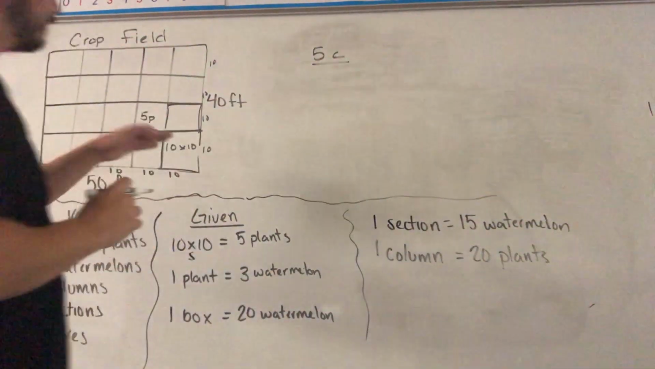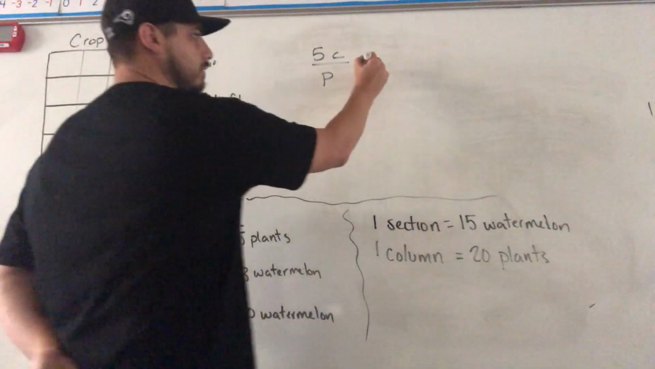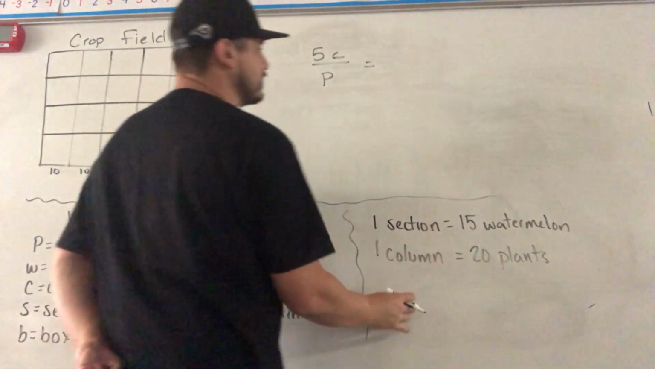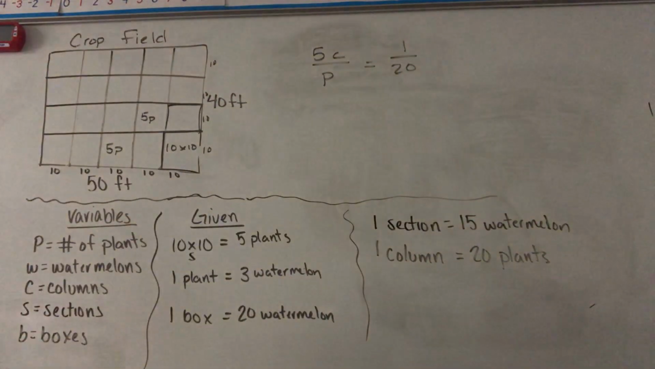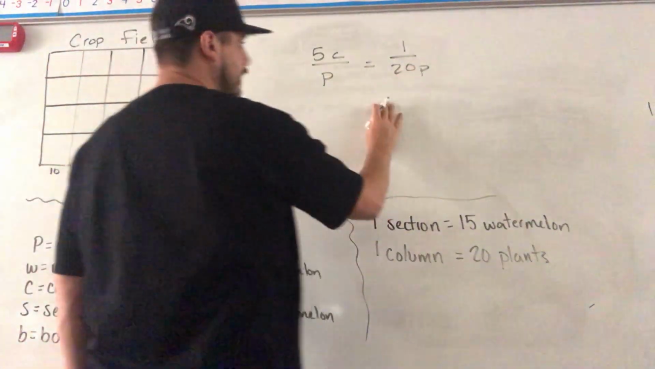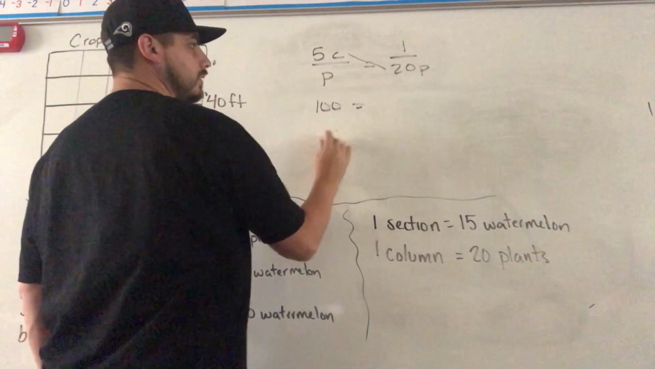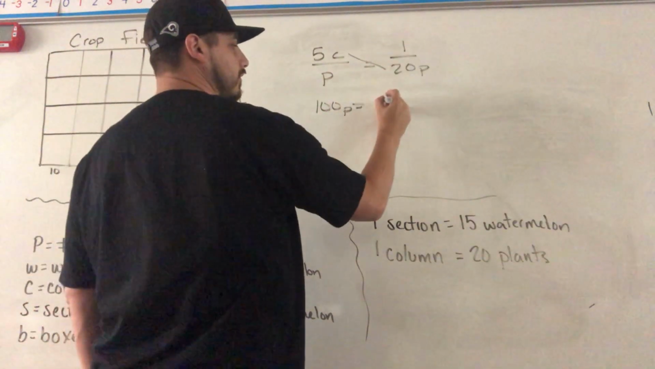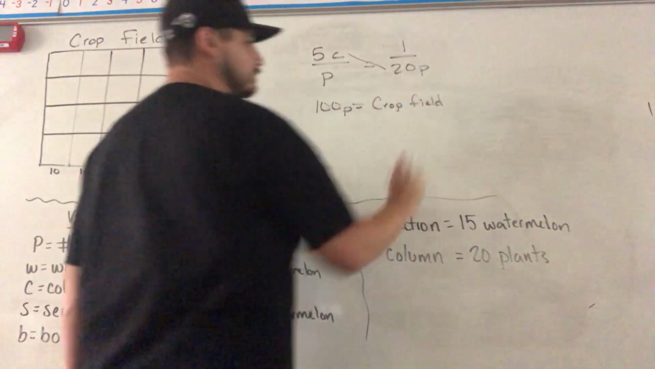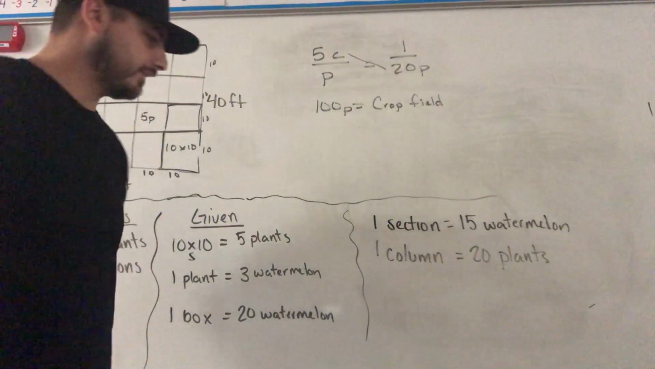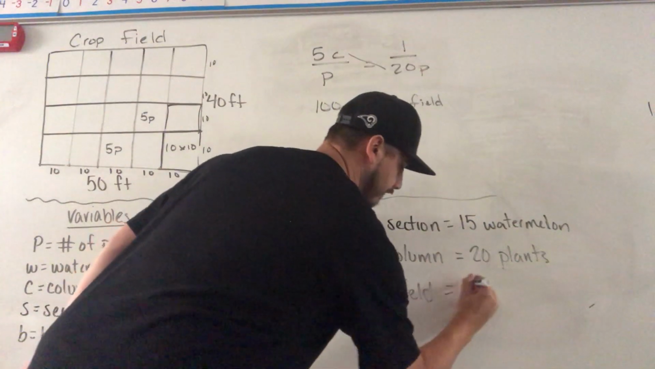And we want to figure out how many plants are in this whole field. Well, we know that in every column there's 20 plants. So again, cross multiply. What is 5 times 20? 5 times 20 is 100. There's 100 plants for the whole crop field. There's 100 total plants in the whole entire field. Let's write that down. So in that whole field, we have 100 plants.